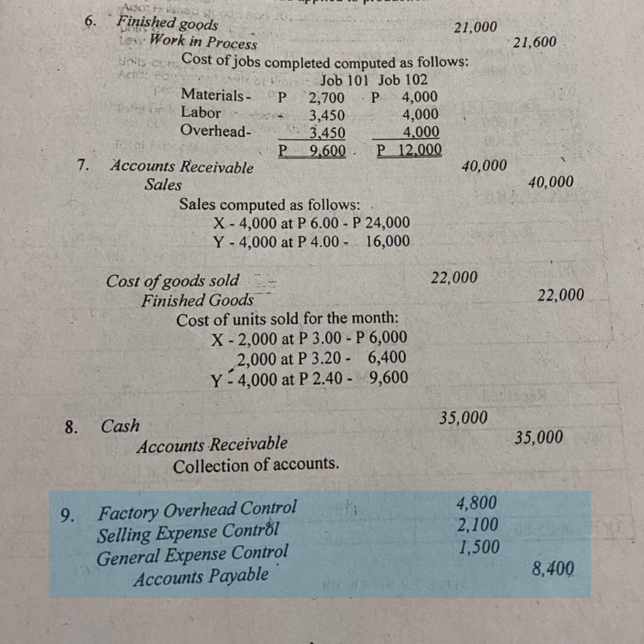So, ang factory overhead control, selling expense control, general expense control, ang ilahang amounts i-add. So, mao na ni siya ang sa accounts payable na 8,400 pesos.